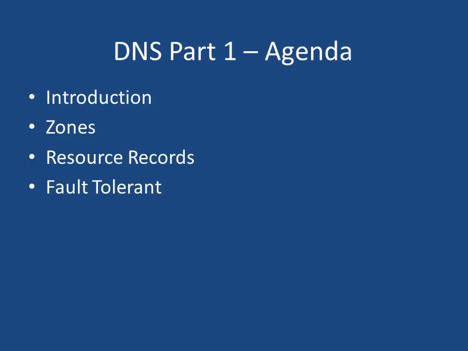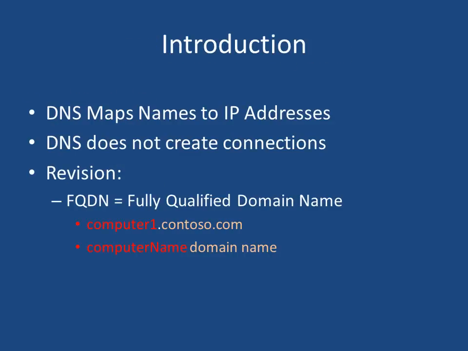We're also going to look at resource records. These are the records which are stored in the zones, or stored in the database. And then we're going to have a look at a fault-tolerant implementation of DNS and why it's important to use a fault-tolerant DNS.